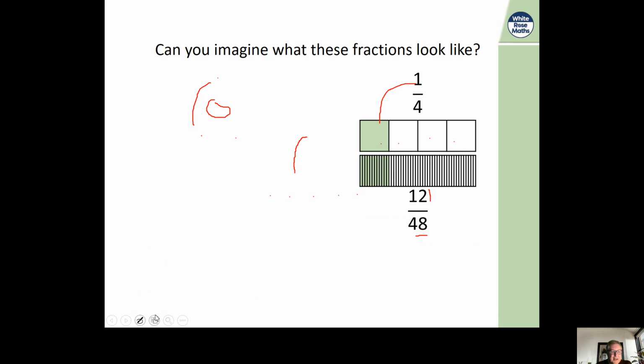There we go. In this case, get rid of the ink, which is in the way. We've got 1 bar, and this bar is the same length. Would you prefer, what should we have? Let's have a bar of chocolate. Would you prefer 1/4 of that bar or 12/48?